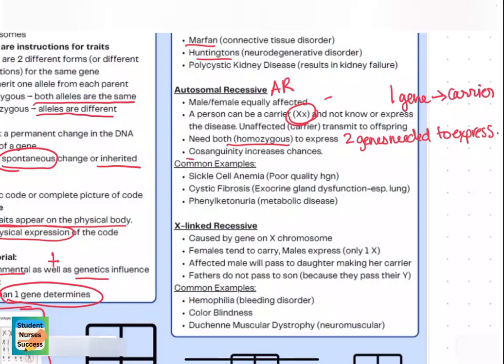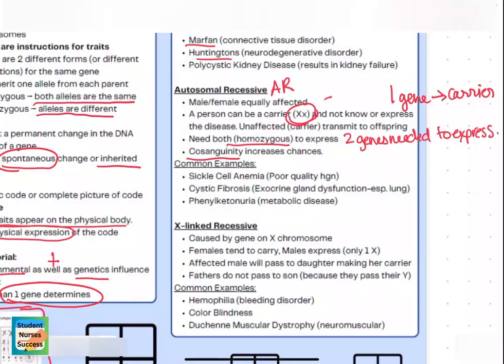We know that consanguinity increases chances. And when we're talking about that, we want genetic diversity, and that's why it's not a good idea to keep your gene pool small. So in situations, that's why we don't marry cousins or brothers or sisters.